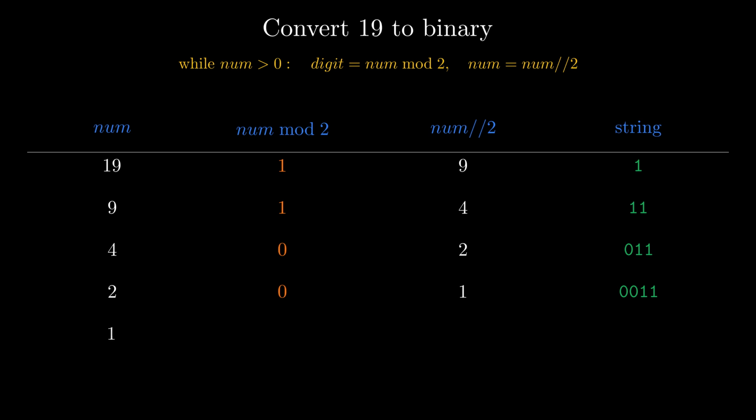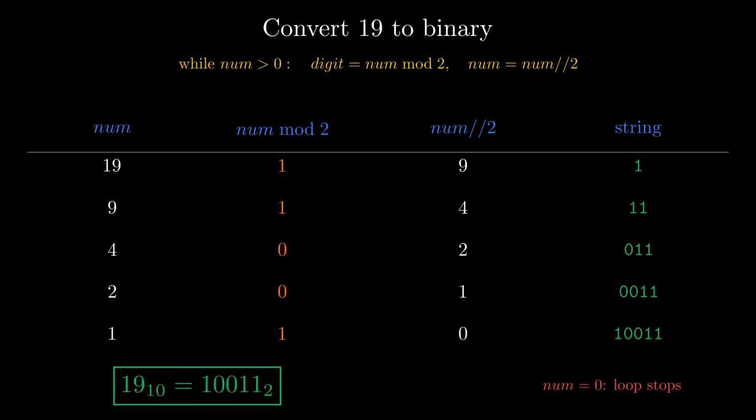2 integer divide 2 is 1. 1 mod 2 is 1. Prepend it, giving 1, 0, 0, 1, 1. 1 integer divide 2 is 0. Now num is 0, so the loop stops. The binary representation of 19 is 10011, kept as a string. Notice how the digits emerge from the bottom up. The first digit we computed, the remainder of the smallest number, became the leftmost digit because every new digit is pushed onto the front. Let's confirm that 10011 really is 19.